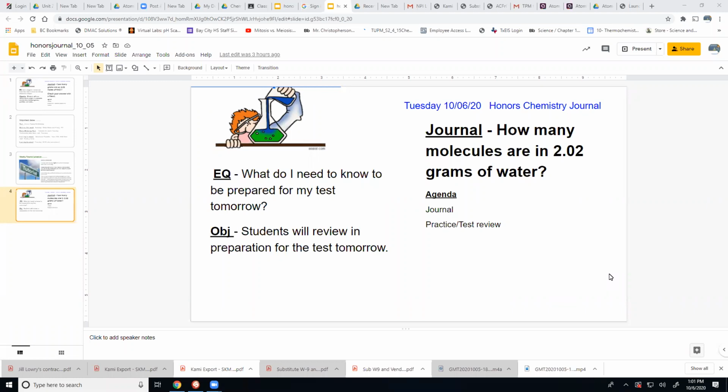This is what we did yesterday. It has a couple of hints, molecules, and then it also has grams. So that tells you that you're going to have to use 2 conversion factors. So it's the longer one.